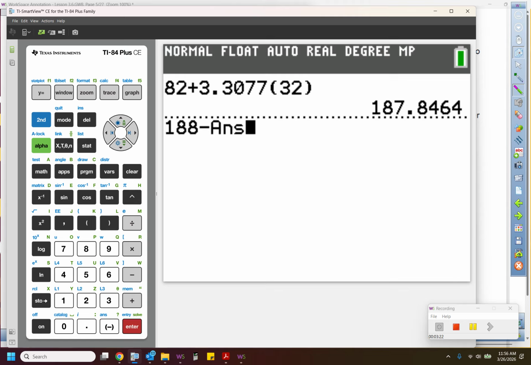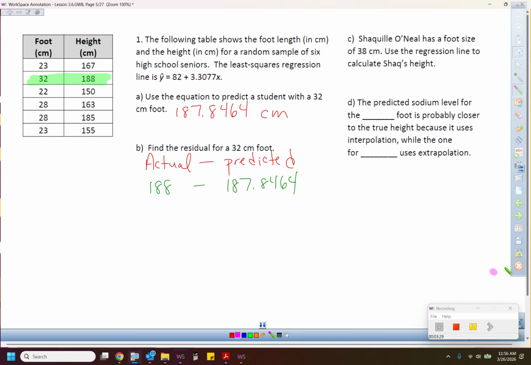Was it positive or was it negative? Positive, because wasn't the actual bigger than the predicted? So we did that last time. That was the residual, and that was pretty close, right? It was very, very close to what it predicted.